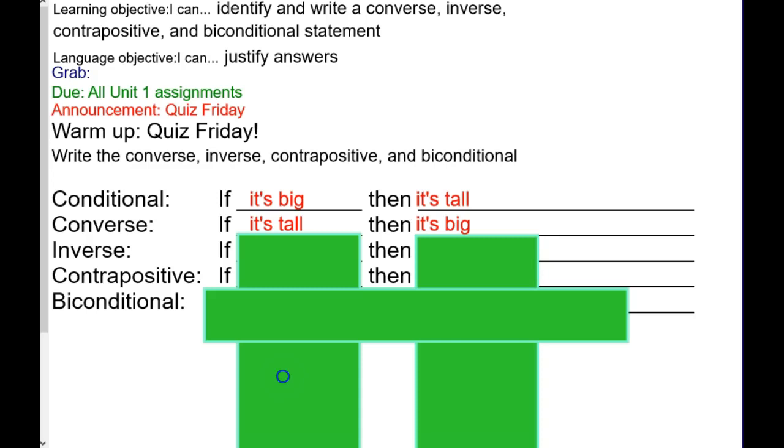What's inverse doing? When we flip, we mean opposite, right? What's the one word we use for opposite? Not, right? Okay, well anyways. So instead of saying it's big, what am I going to put? It's not. If it's not big, then it's not tall.